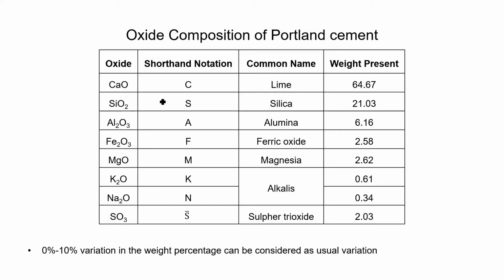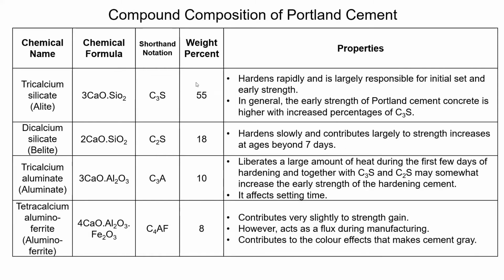But these oxides are not present as oxides; rather they are present in the form of compounds in the cement, which are tricalcium silicate, dicalcium silicate, tricalcium aluminate, tetracalcium aluminoferrite. The chemical formula, shorthand notation and weight percent of each compound are depicted here, and these compounds are known as Bogue compounds. Each compound plays a different role for the cement.